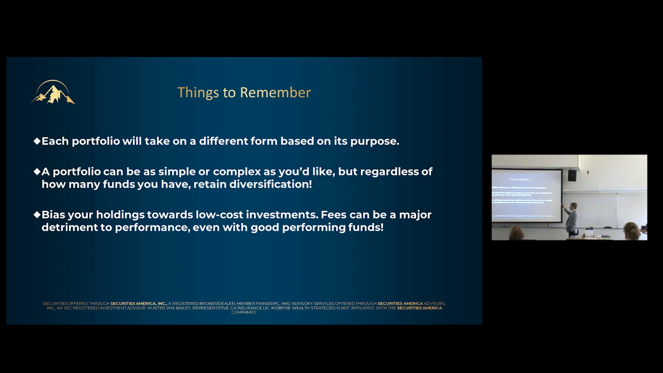But regardless of how many funds you have, retain diversification. Even if you have 2 funds like me, make sure that you have funds that are spread out across multiple companies. I don't want to own 2 funds where one holds Tesla and one holds Apple. That's not going to do me much good if either of those companies just completely falls off a cliff. I still want the diversification between different sectors and different companies, making sure we are not at risk for any of those unsystematic risks that we hammered in before.